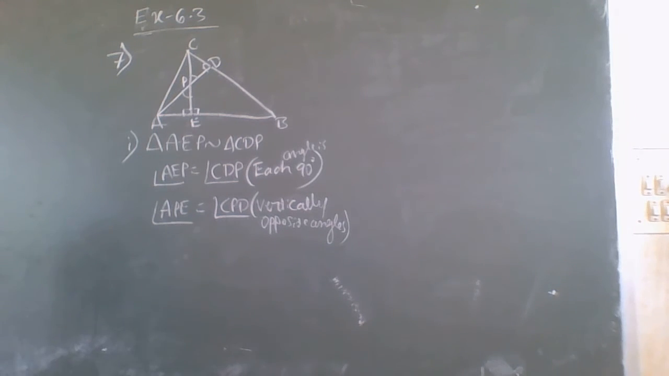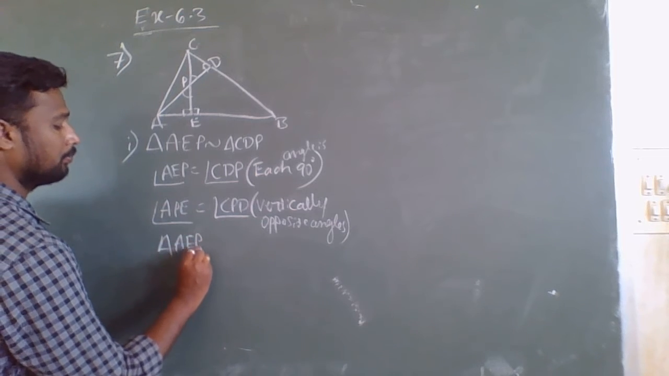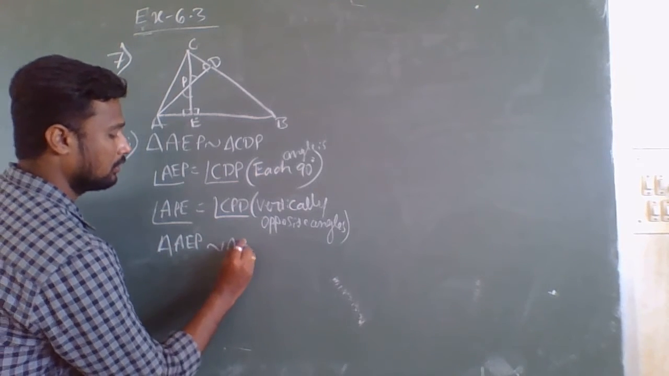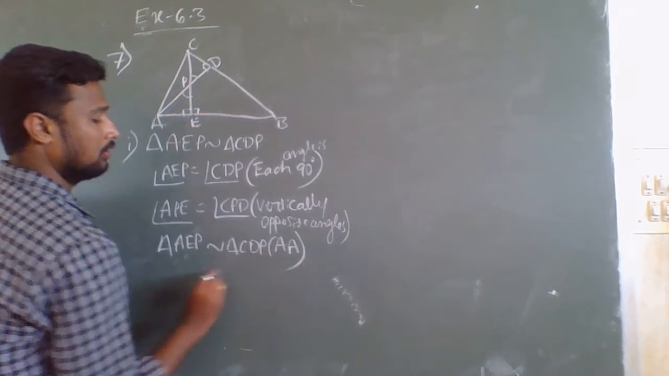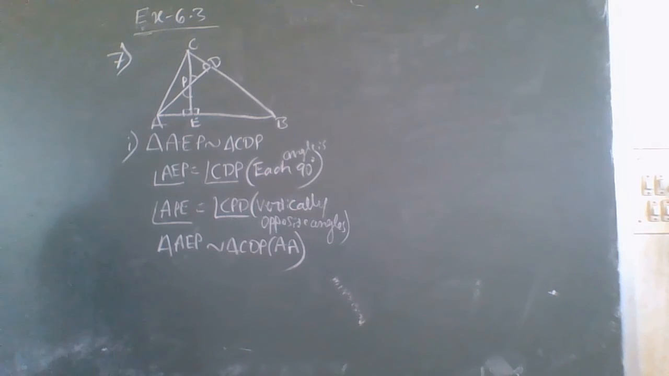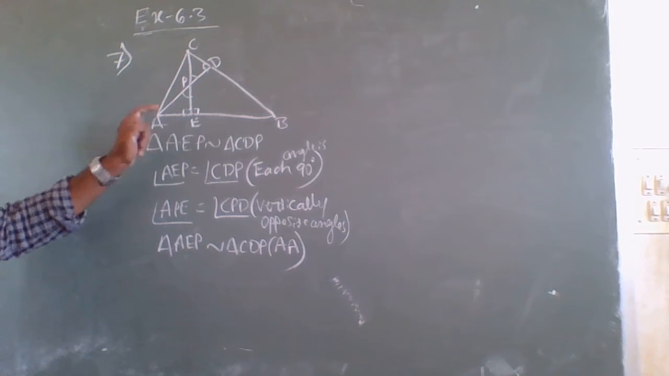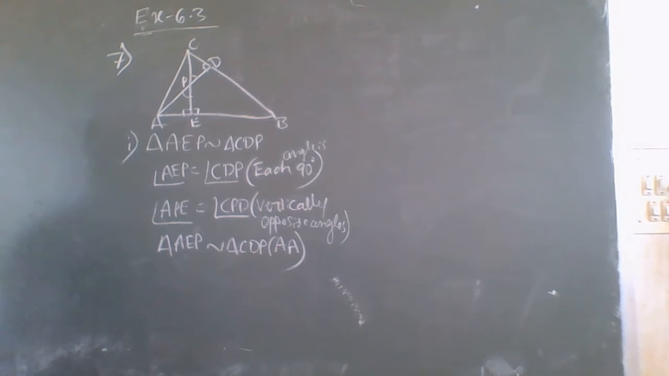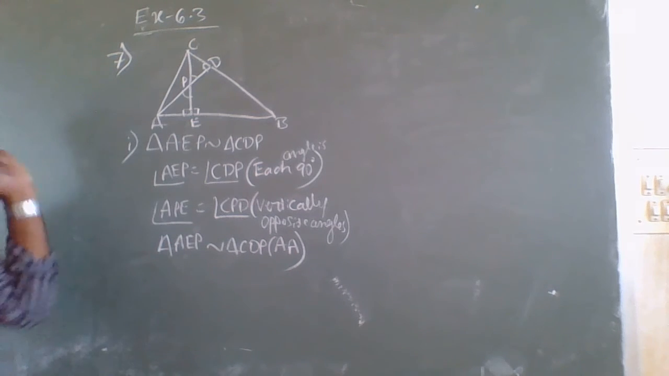Now, what can you write? Here two angles are equal to each other in these two triangles. Then you can say that triangle AEP is similar to triangle CDE by angle. These two triangles are similar because these two angles are 90 degrees and these two angles are vertically opposite angles. Therefore, these two angles are equal. Therefore, you can say that these two triangles are similar.